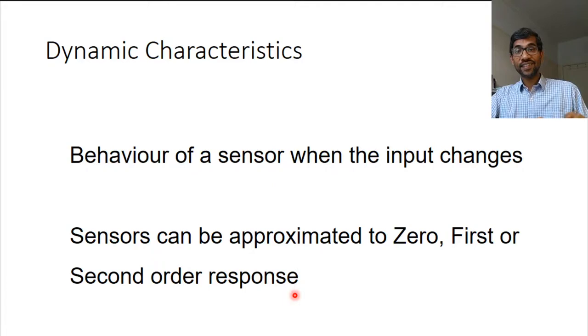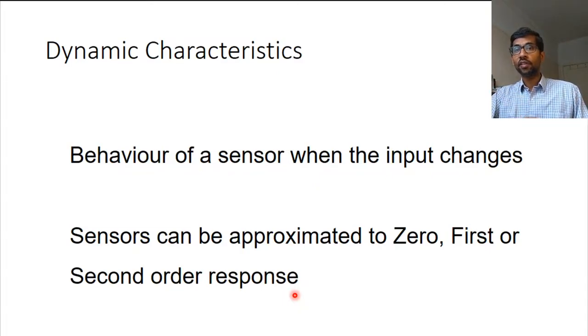So you could give a step input. A step input is an input that changes suddenly. So the input is at a particular value, and suddenly the input changes to another value. What happens to the output? Does it also change suddenly? Does it have the same shape as a step? Or is there a much slower response?